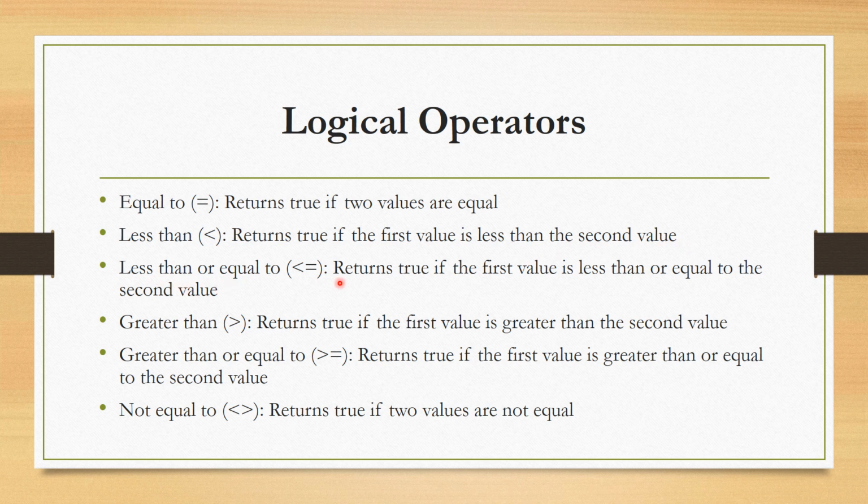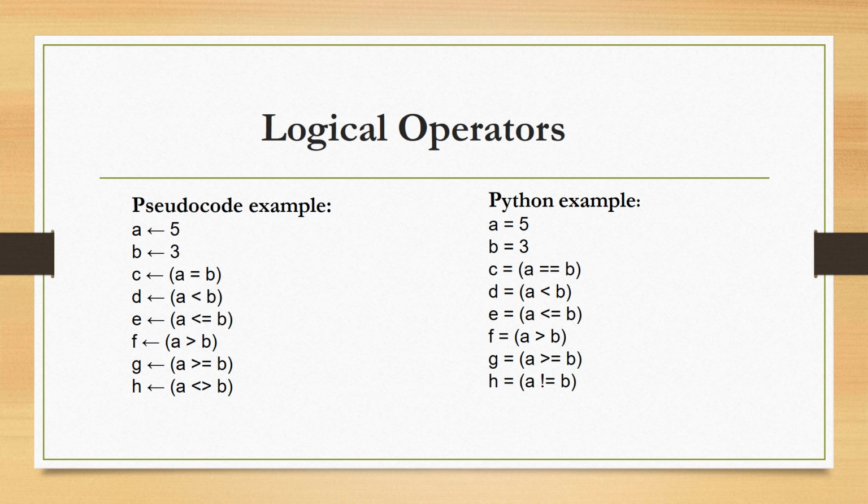Less than returns true if the first value is less than the second value. Less than or equals to returns true if the first value is less than or equal to the second value. Greater than returns true if the first value is greater than the second value. Greater than or equals to returns true if the first value is greater than or equal to the second value. First value means the value on the left side, I mean this side. Not equals to returns true if two values are not equal.